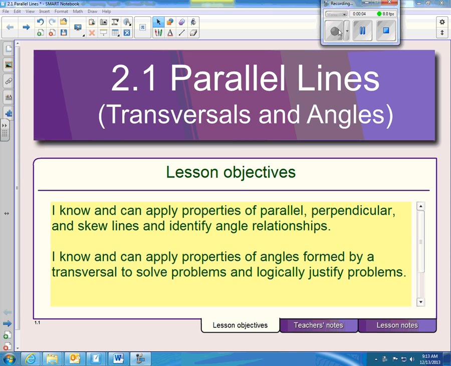We're going to start up Unit 2, and we're going to be talking about parallel lines, and that includes transversals and angles. And our learning targets today are: I know and can apply properties of parallel, perpendicular, and skew lines, and identify angle relationships. And I know and can apply properties of angles formed by a transversal to solve problems and logically justify problems.